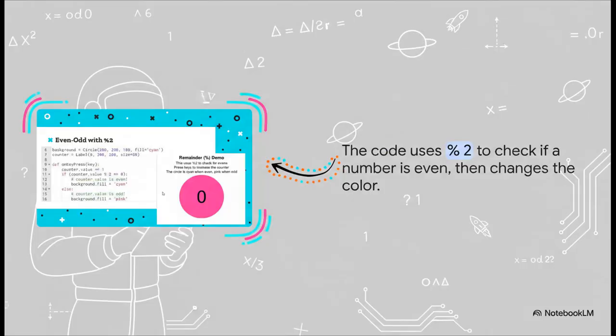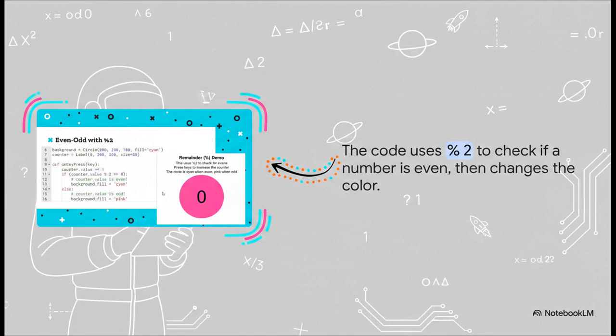Okay, check this out. In this demo, every time you press a key, the counter goes up by 1. Now, look at the code. It checks if counter.value % 2 equals 0. Just think about that for a second. Any even number divided by 2 has what remainder? 0. And any odd number divided by 2 has a remainder of 1.